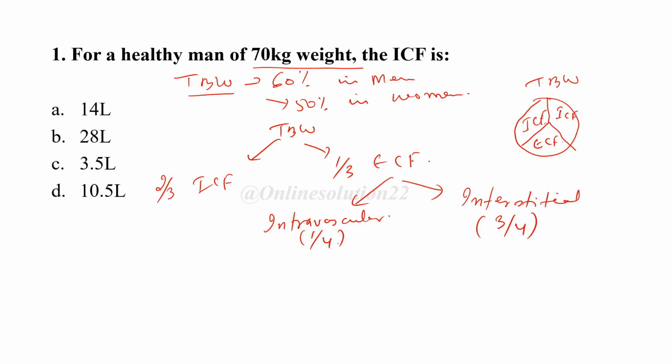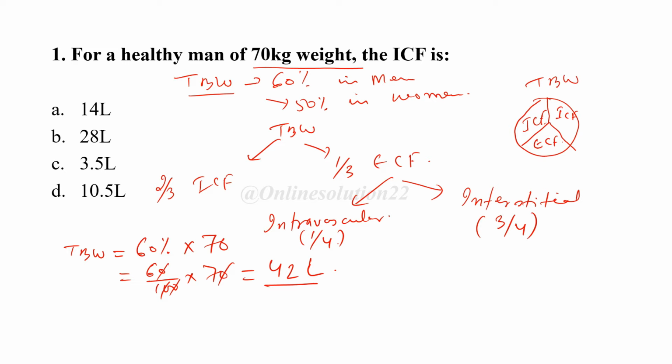So now the question here, it says the healthy man of 70 kg weight. So the total body water for a man is 60% of the body weight. So 60% of 70 is equal to 60 by 100 multiplied by 70. This 0 will get cancelled. So 6 multiplied by 7, we get 42 liter. So the total body water of this man of 70 kg is 42 liter.